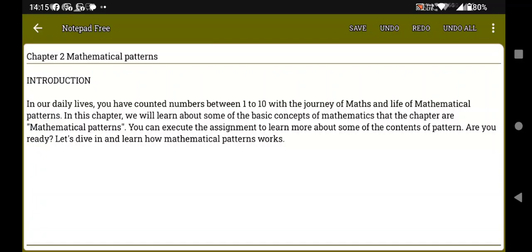Mathematical patterns. Introduction. In our daily lives, we have counted numbers between 1 to 10, starting a journey of maths and the life of mathematical patterns. In this chapter, we will learn about some of the basic concepts of maths, that is, mathematical patterns. You can execute the assignment to learn more about some of the contents of pattern. Are you ready? Let's dive in and learn how mathematical patterns work.